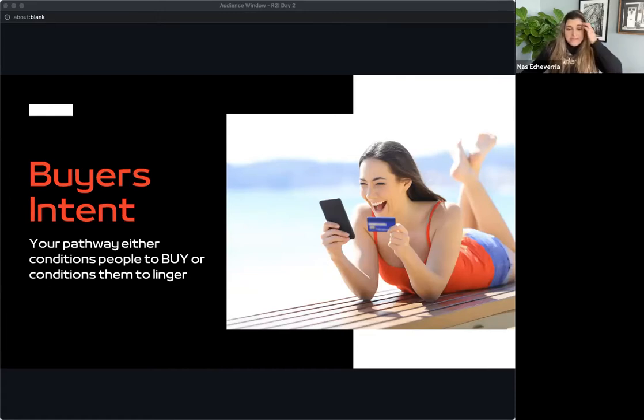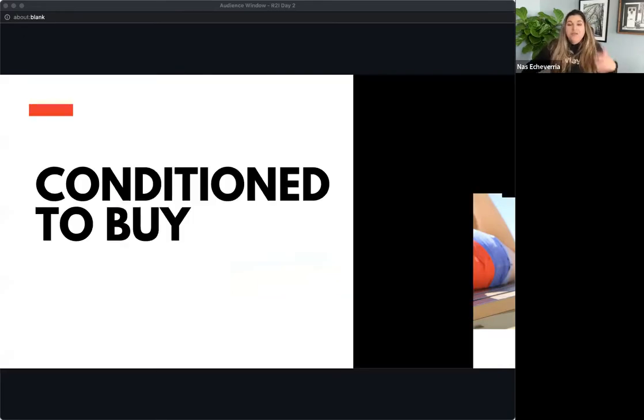Now, the truth of the matter is most people either don't have a strategy, or they have a strategy or a system when it comes to their marketing and client acquisition, but it's not conditioning people to buy. It's conditioning people to hang out, think you're really, really inspiring and really cool, but they're not actually buying. We want to condition people to buy. So how do we condition people to buy without feeling like we're harsh selling?